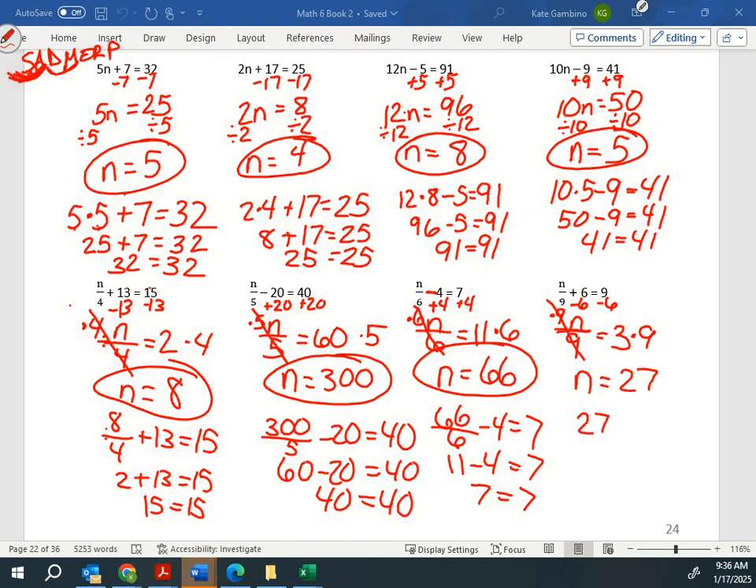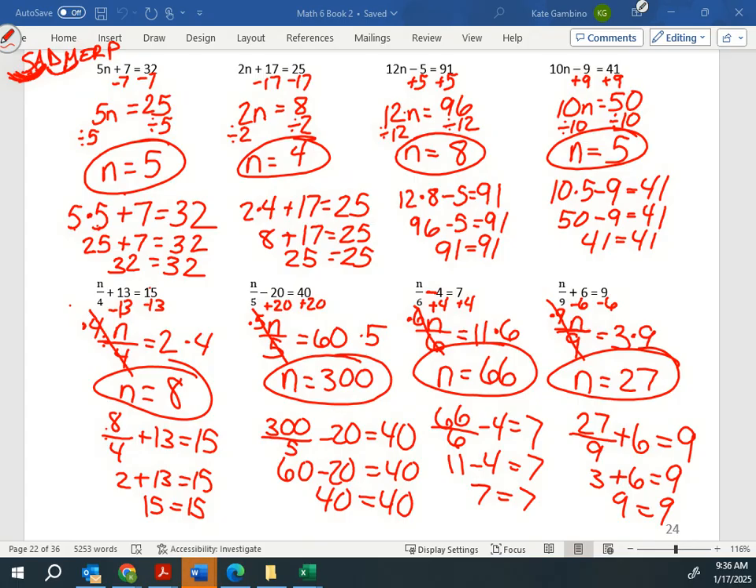Now we put that in our equation. 27 divided by 9 plus 6, does it equal 9? 27 divided by 9 is 3, plus 6. Does 3 plus 6 equal 9? It really truly does, so we know n equals 27.